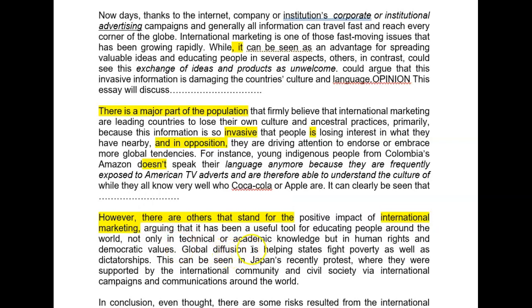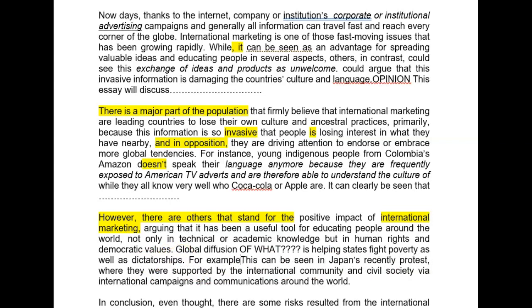Global diffusion of what? Do you mean on TV, or do you mean news reports? What do we mean here? It's helping states fight poverty as well as dictatorships. For example, now, yes, in terms of being on the news, but in terms of marketing, like selling a product, no. Japan's recent protests where they were supported by the international community, international campaigns. Now, yes, campaigns, but do you see the problem here?